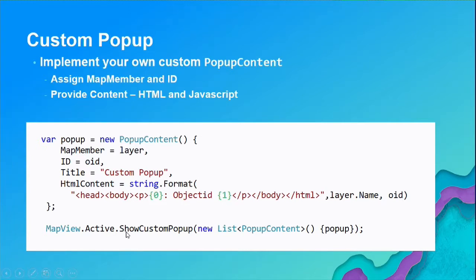The show custom pop-up method on the active map view takes a collection of pop-up content. As you can see in this slide, you can define your own custom pop-up content. You have to set the map member variable to a layer in your map view and the ID to a collection of the features that you select in the layer. And you set your HTML content to be a custom content. You use HTML5 and JavaScript.